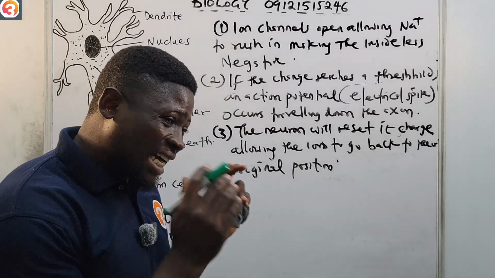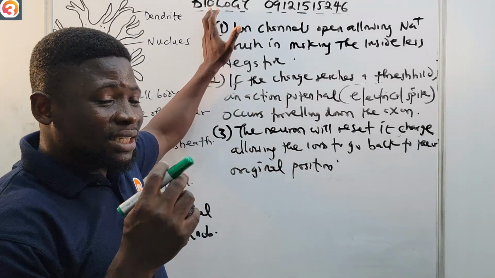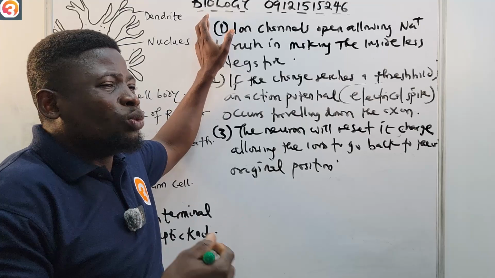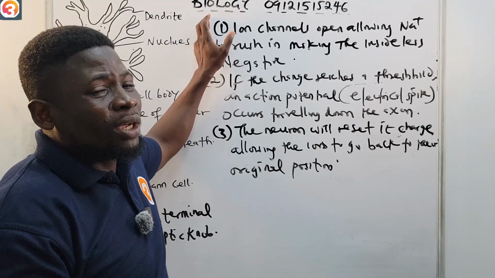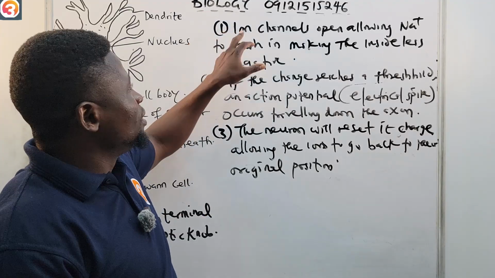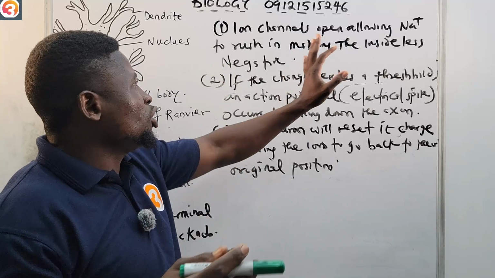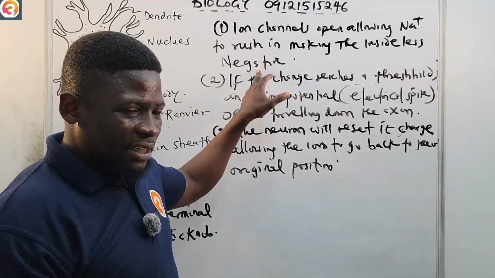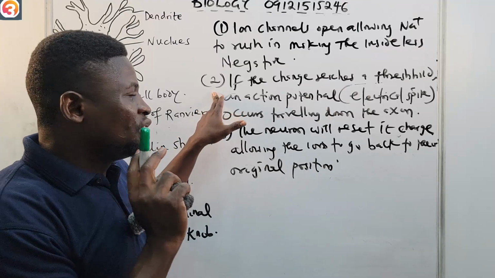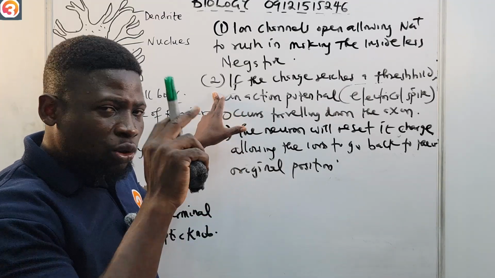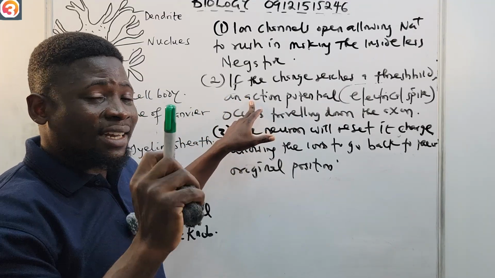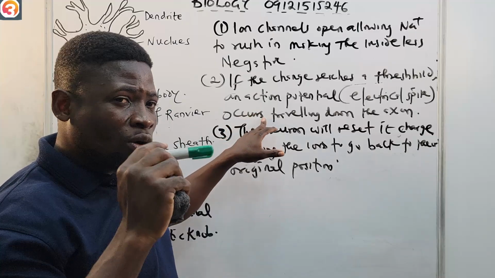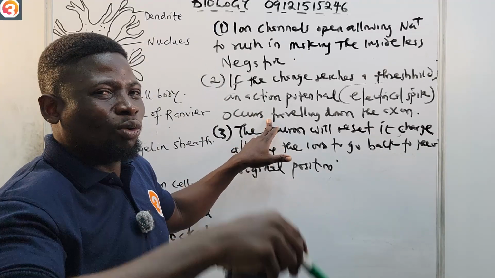So like we said initially, when a neuron is stimulated strongly, what happens? Number one, the ion channels will open, allowing sodium ions to rush in, making the inside less negative. Number two, if the change reaches a threshold, an action potential or electrical spike is set up, which occurs traveling down the axon.